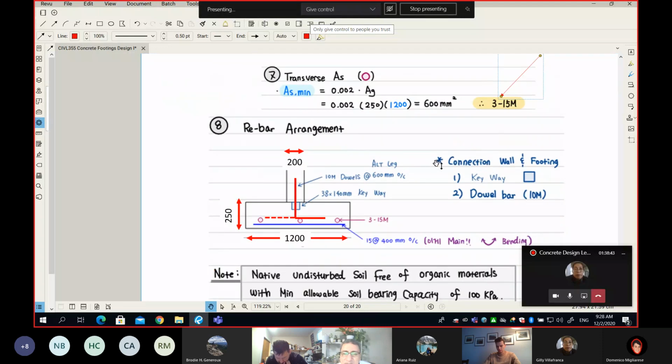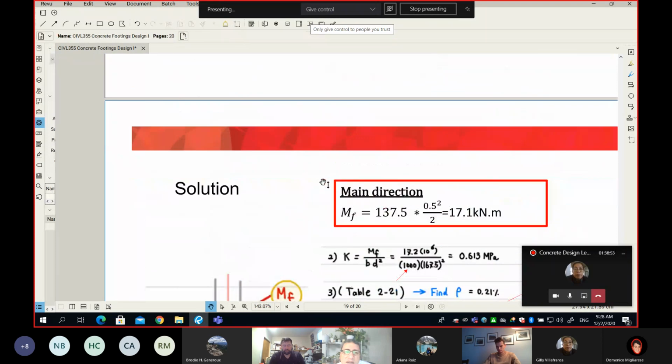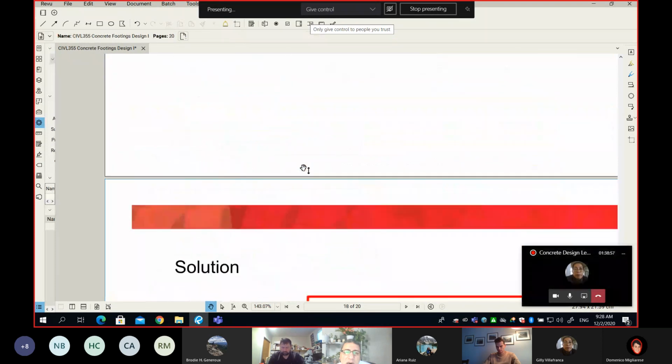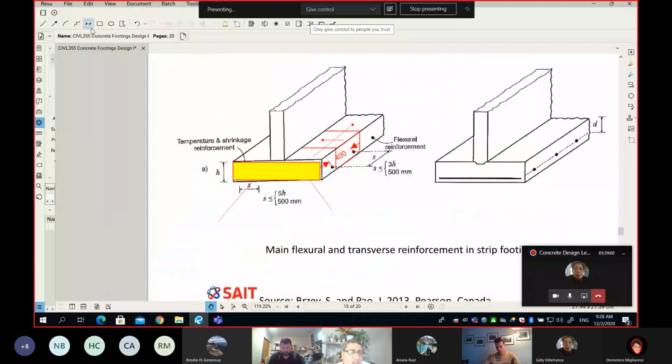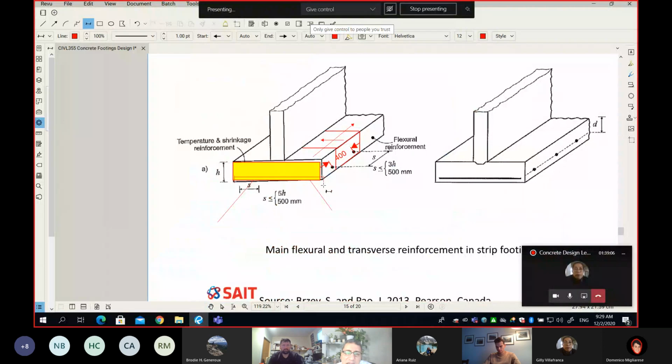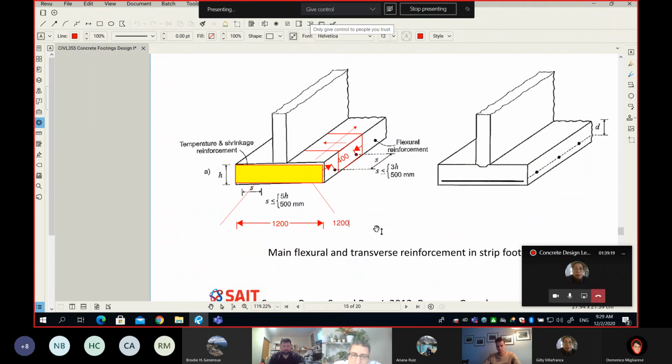Okay, and something here I've never done, but probably we should do it now. We never check the spacing. So let's see if we need more than 15M. If this guy is 1200 mil, what is the spacing if I add 3 15M? Very simple, 1200 divided by 4, actually by 3, you'll get 400. So what is 400? It will be the spacing.